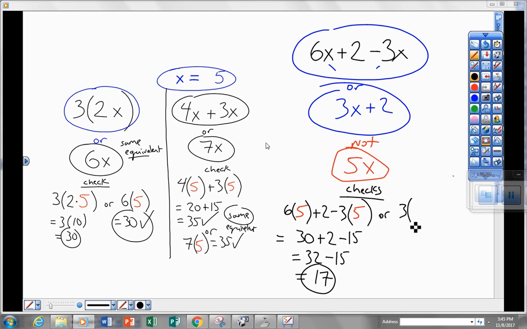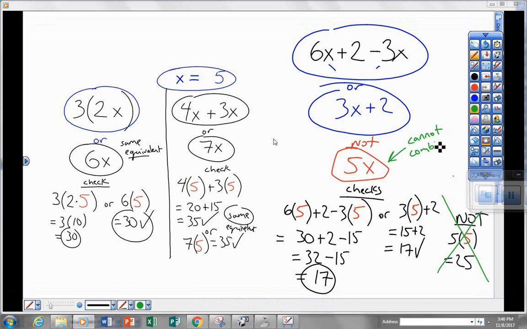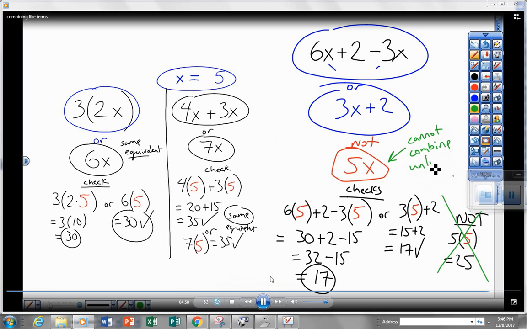Or if I take 3x plus 2, I should be able to plug in 5 there and get that same 17 answer. So 3 times 5 gives me 15 plus 2 gives me 17. If I plug in 5 into this 5x one, I'll show you how it does not work. 5 times 5 is 25. There's no way that's equivalent to the other ones. Never can you combine unlike terms, adding or subtracting. You could times, but adding or subtracting, it has to be exactly the same before you could add or subtract. All right, hopefully this helps.